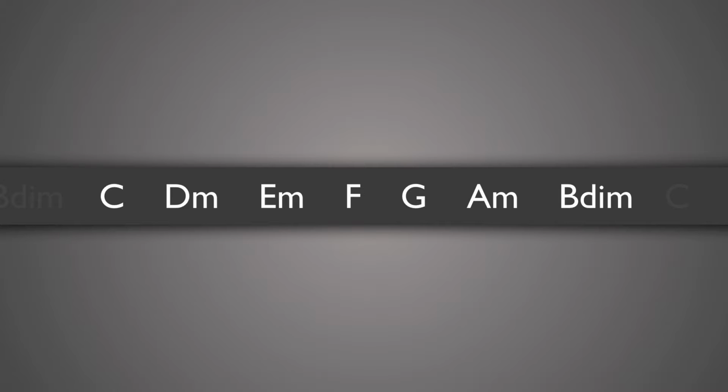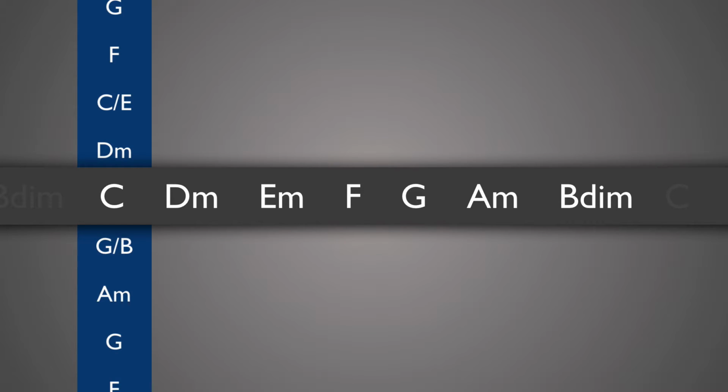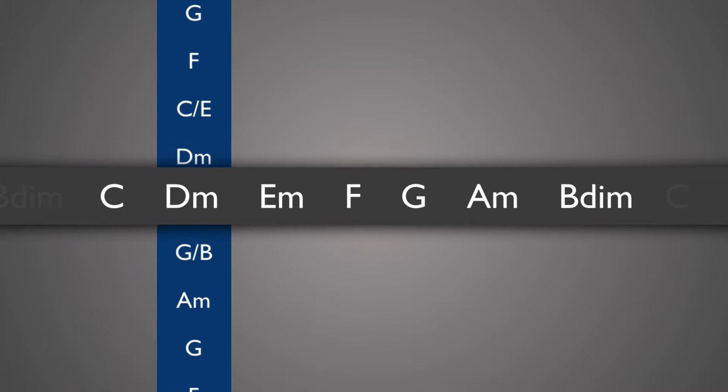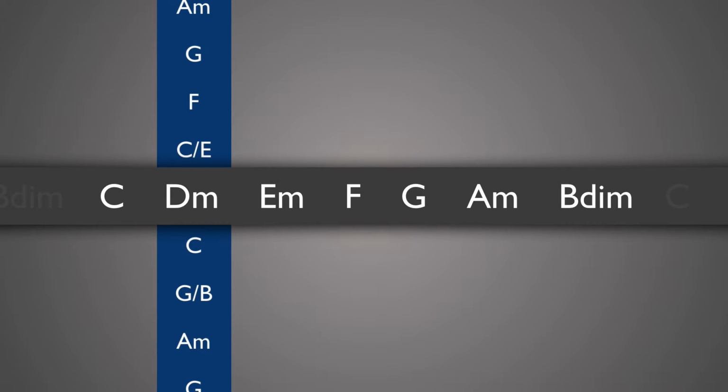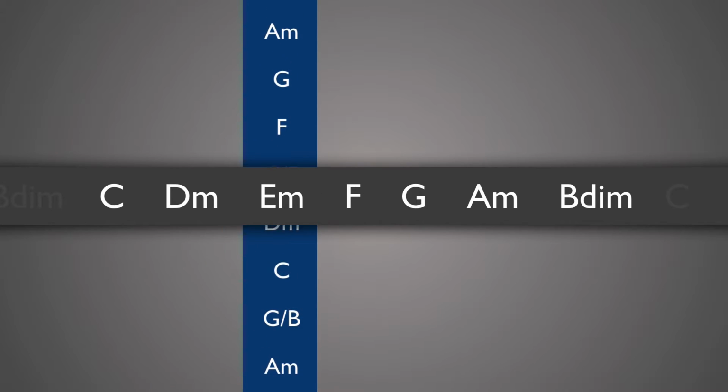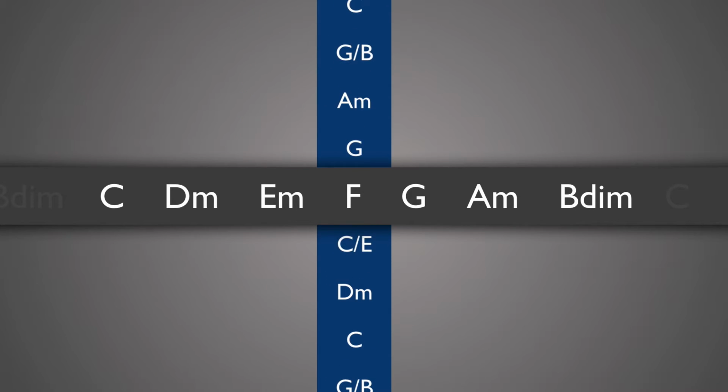The neighboring chords of C major are G over B and D minor. The neighboring chords of D minor are C and C over E. We can see the various neighbor chords as we move down the scale.